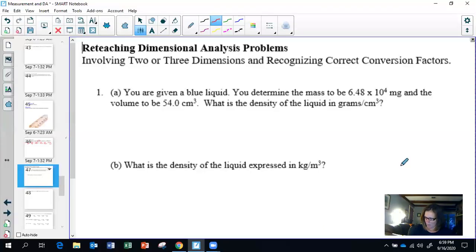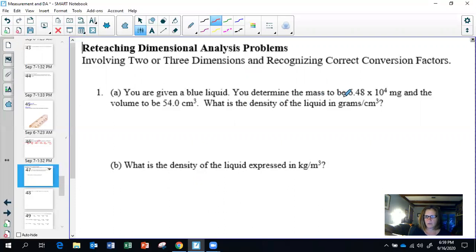So the last problem and the problems coming up are using dimensional analysis in a way where we have 2- and 3-dimensional conversion factors, like the cubing that we saw in the last problem. So let's take a look at another example. You're given a blue liquid and you determine its mass to be 6.48 times 10 to the 4 milligrams and the volume to be 54 cubic centimeters. What is the density of the liquid in grams per cubic centimeter?